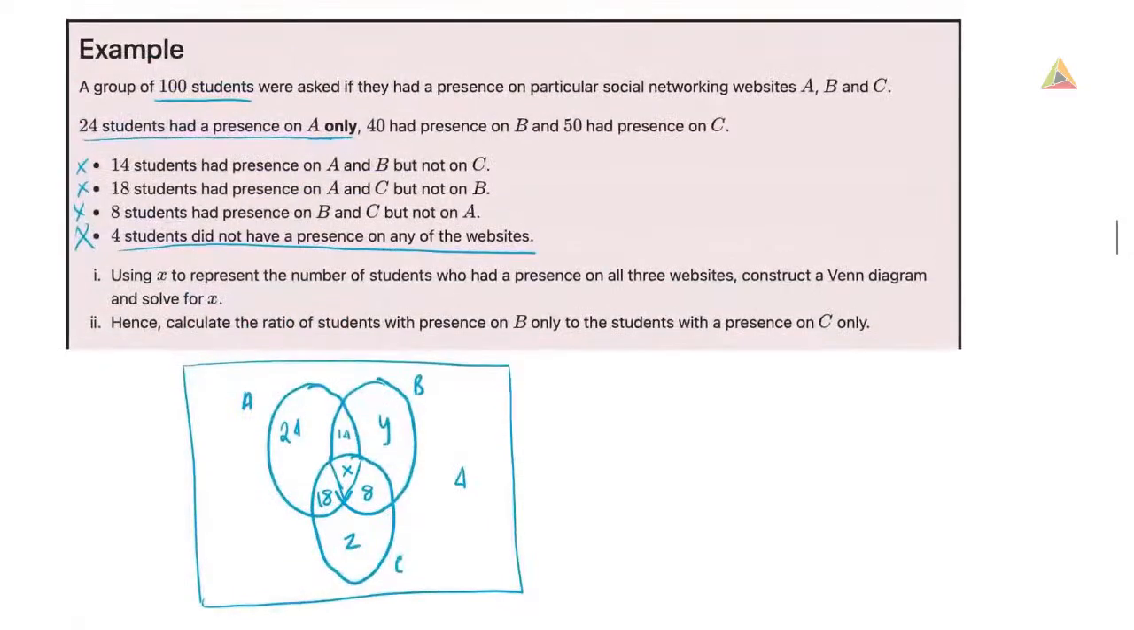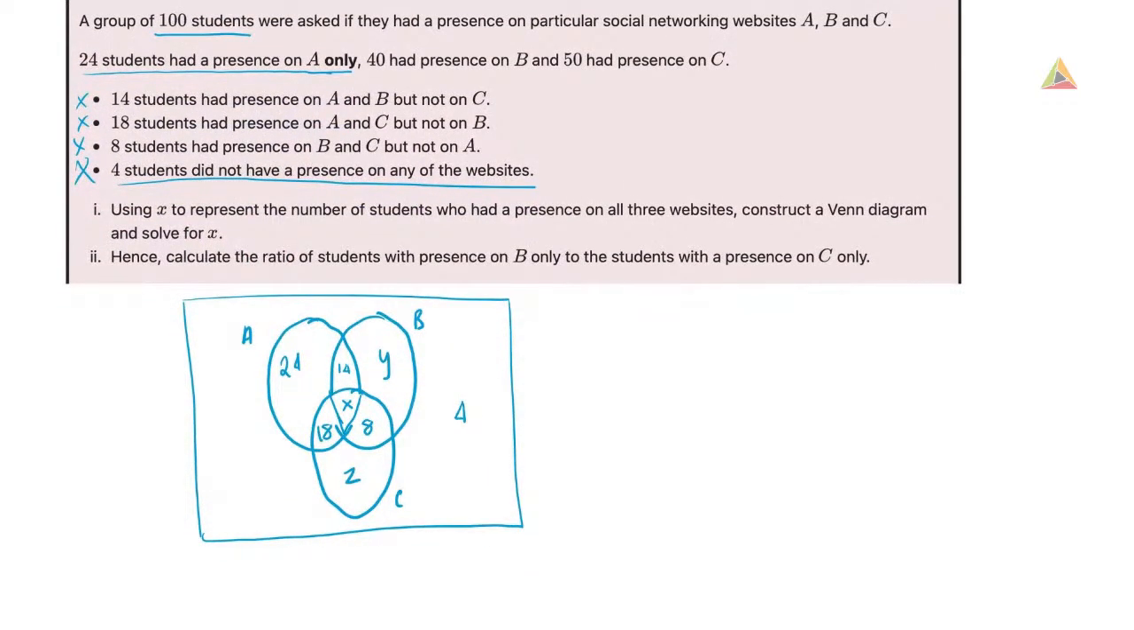We were told that the total presence for B was 40 and the total presence for C was 50. So using these, we're going to generate some equations. If we were to look at B only, I'm just going to draw a circle around B. We know that the total of B is 40. So if we were to add all of the elements of B, we would get 40. So I'm going to generate an equation here: 14 plus X plus Y plus 8 gives a total of 40.